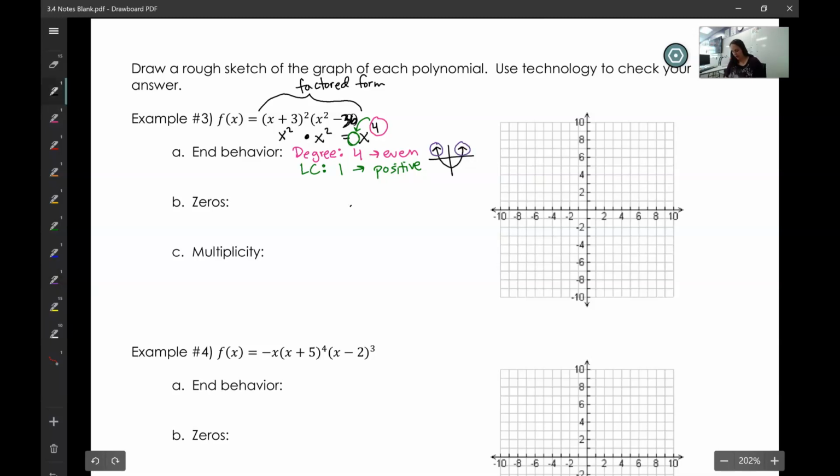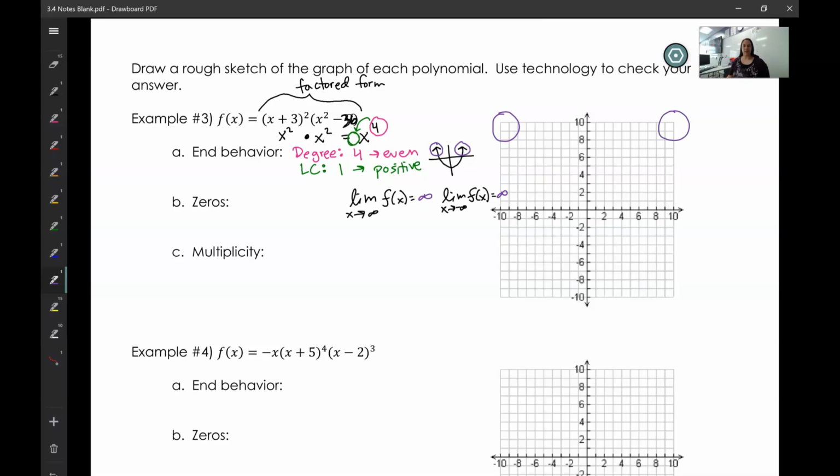And now I can write out my end behavior statements. With a positive even, both are going to go up to positive infinity. Now, I'm going to be sketching this graph. The way that I sketch end behavior is circling the two corners that match with my smiley face. Both up, both up. And that's end behavior.